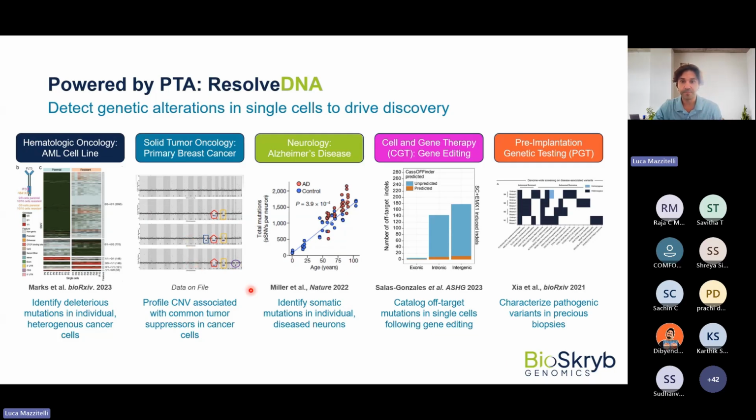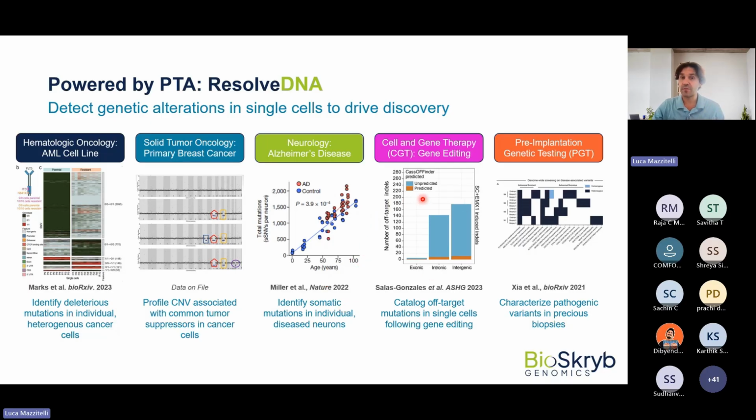In neurology, we also have a lot of applications, and here in this very short picture coming from this paper, they demonstrated that the total mutation measured at the single cell level, and in this case they used nuclei, is increasing with age, and this is happening in neurons.